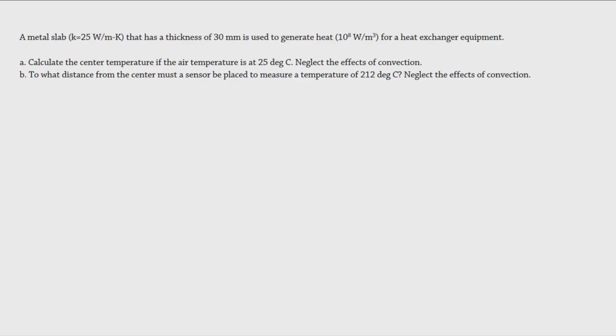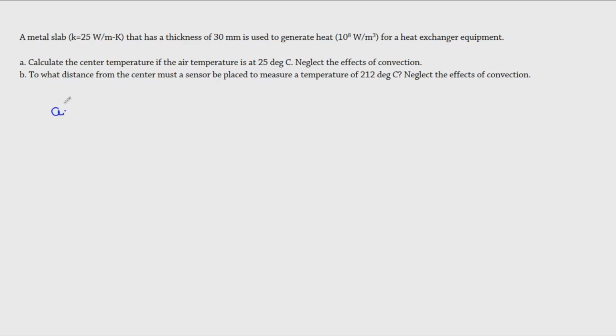Okay, so now we are asked to find the center temperature for A, if the air is at 25 degrees Celsius, and we have to neglect the effects of convection. I want to point out that it is important to neglect the effects of convection simply because if there is convection here, the computation would have been different, and of course, since we've not yet discussed convection, we don't have to incorporate the effects of this type of heat transfer.